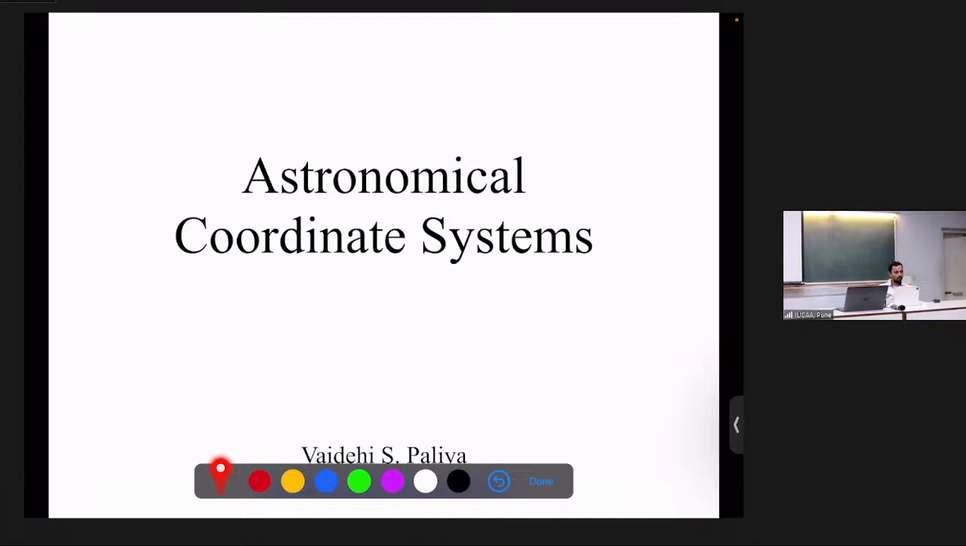Like on our planet, we have something called latitude and longitude. Fine. So you can uniquely determine the position of any place on Earth by just giving two numbers, latitude and longitude. So this information of coordinates, has anyone taught you?